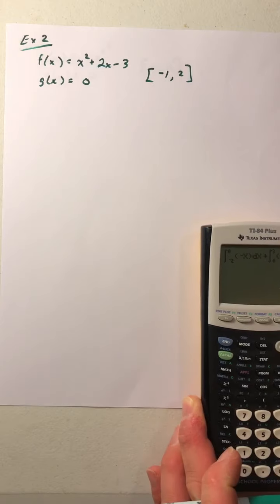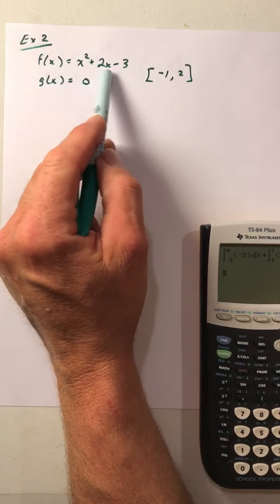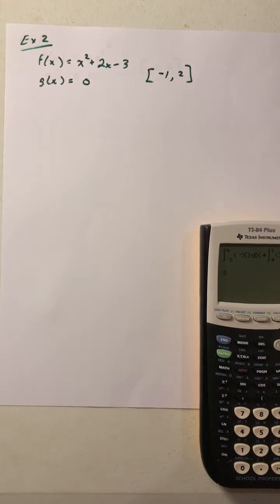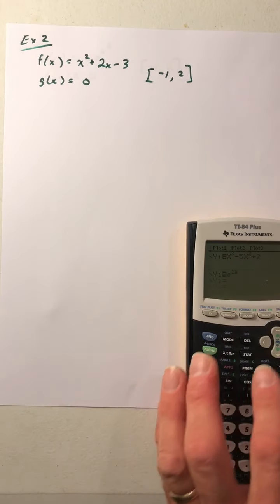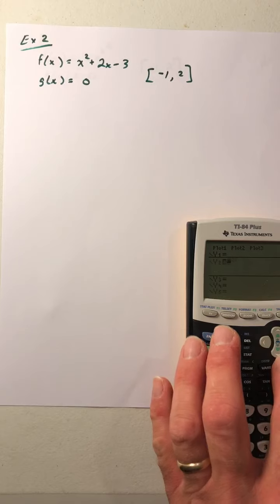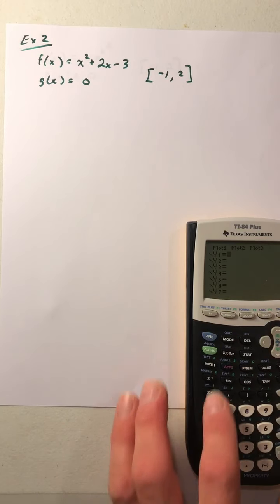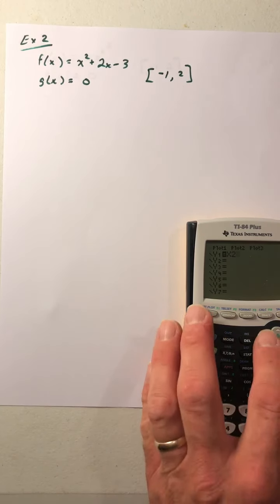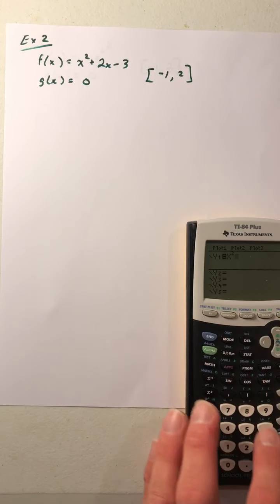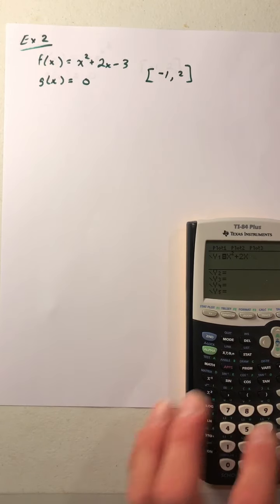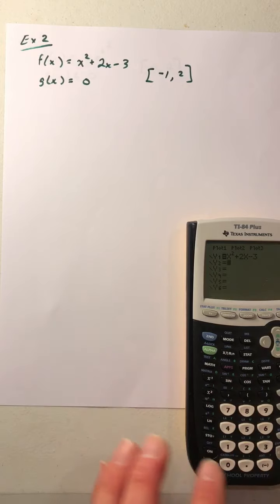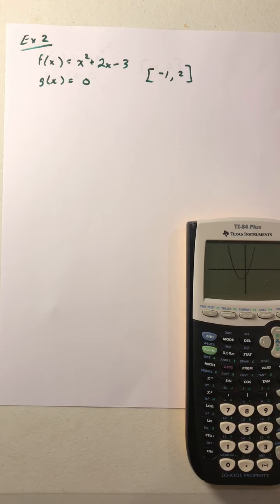So now I'm going to go ahead and look at f of x equals x squared plus 2x minus 3, g of x equals 0, from -1 to 2. First thing I'm going to do is put this in my calculator. So I'm going to look at x squared plus 2x minus 3. I can go ahead and plug in 0 if you want, doesn't really matter. But we're looking at this graph.